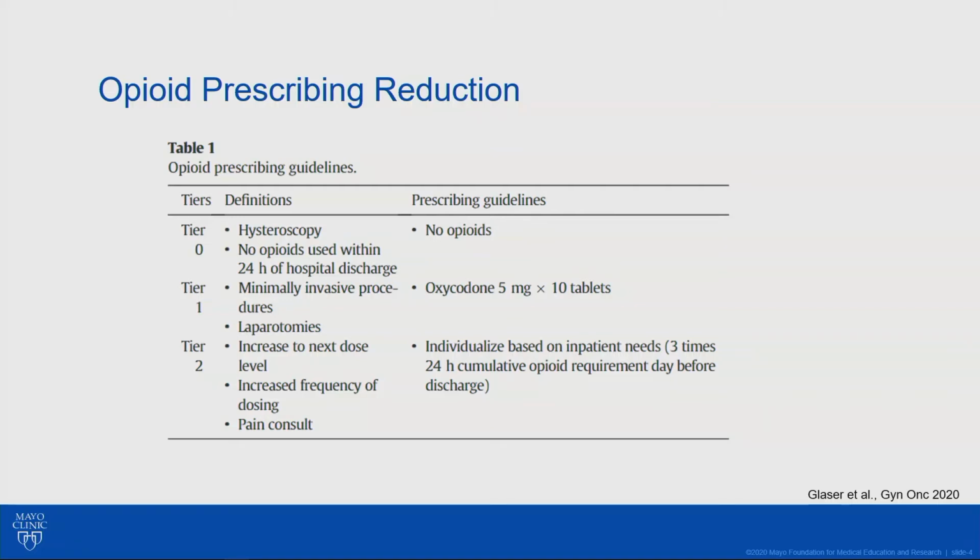And they included giving no opioids to patients who had had hysteroscopy and also no opioids if our patient had not taken any in the day before they went home. And then to our same-day hysterectomy and laparoscopy patients, we gave them 10 pills of 5 milligrams oxycodone. With patients with higher pain needs or who came in with a pain diagnosis, we consulted our pain service and then tailored their homegoing prescription to be whatever was appropriate to add to their current regimen.